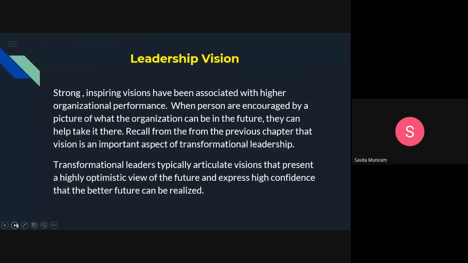Leadership vision. Strong, inspiring vision has been associated with higher organizational performance. When a person is encouraged by a picture of what the organization can be in the future, they can help take it there. Recall from the previous chapter that vision is an important aspect of transformational leadership. Transformational leaders typically articulate visions that present a highly optimistic view of the future and express high confidence that the better future can be realized.